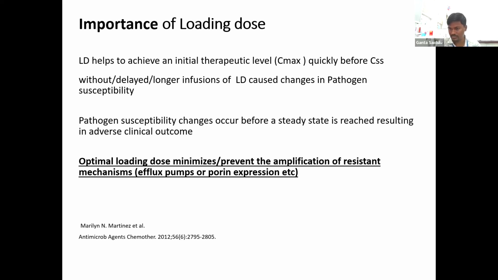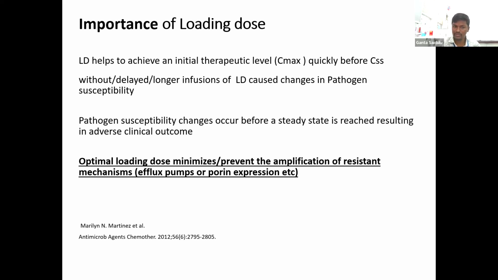Some beta-lactams have a half-life of 1 hour. Some drugs have 7 to 8 hours. If it is 4 to 5 half-lives, it will take around 24 to 48 hours. But that is not an ideal option for septic patients. So we have to reach the Cmax as soon as possible. The Cmax value should almost equal the CSS. So if you give the loading dose, that can help us achieve the CSS level with the Cmax.